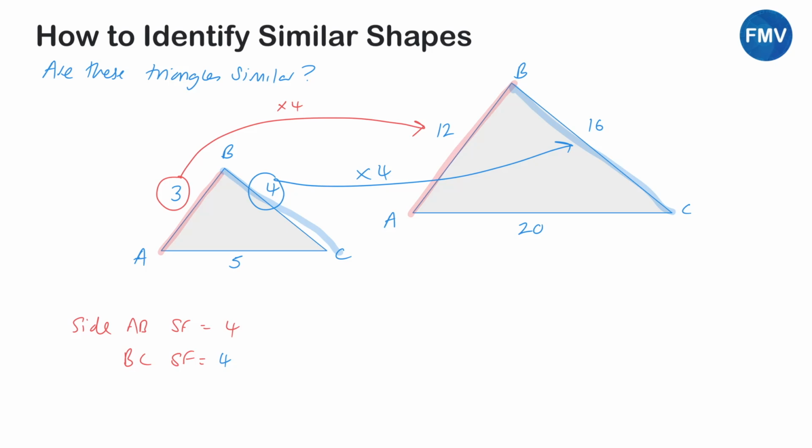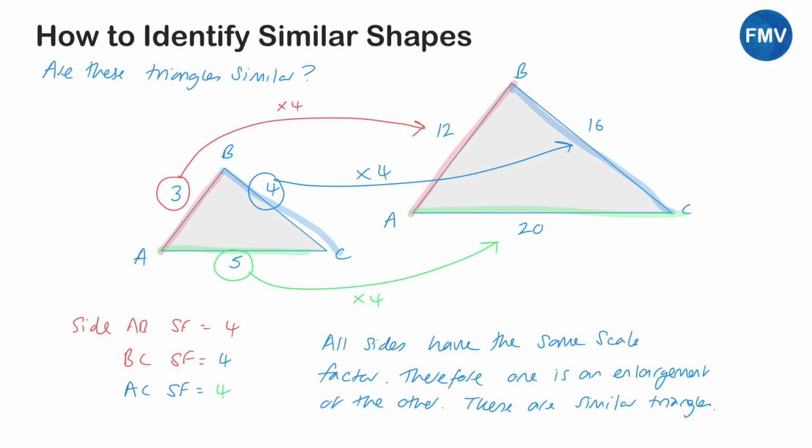Let's move on. Let's look at side AC. Let's see what that scale factor is. Here we are, side AC, there's side AC. So now we're going from here all the way to there, and it happens again to be a scale factor of 4. Okay, so because they all have the same scale factor, these shapes are similar. There we go. All sides have the same scale factor, therefore one is an enlargement of the other. These are similar triangles.